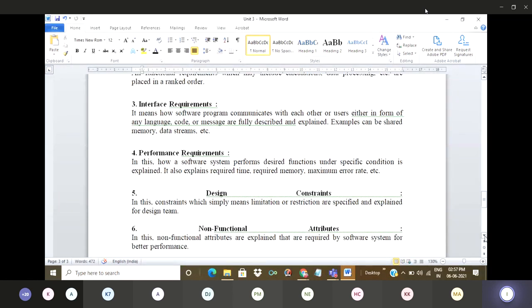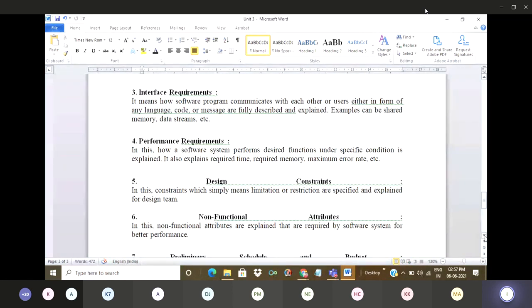It means how software programs communicate with each other or with the user, in the form of any language. It may be any programming language. The programmer knows about the software and knows how to communicate with each other if they face any problem. Messages can be described and explained, and data can be shared. Shared memory and data streams are examples of interface requirements.